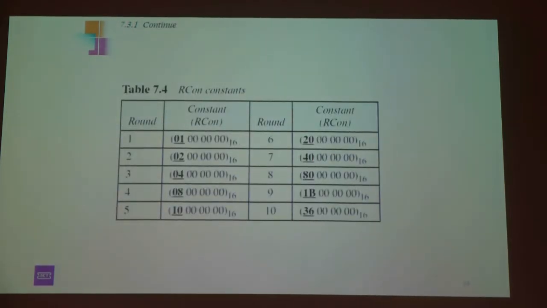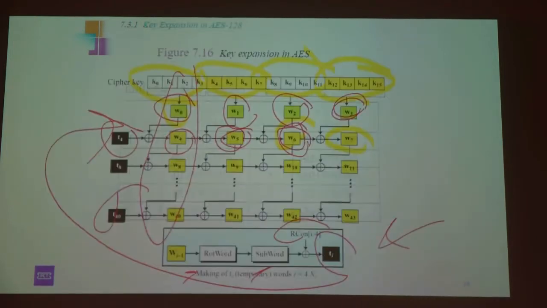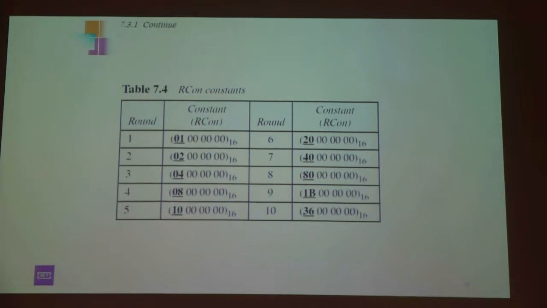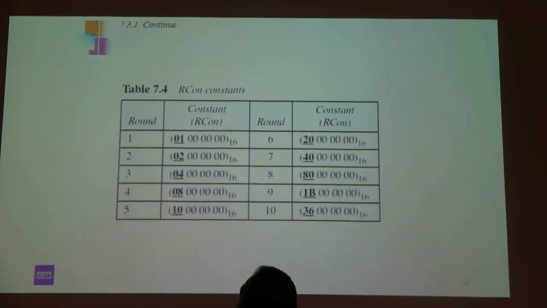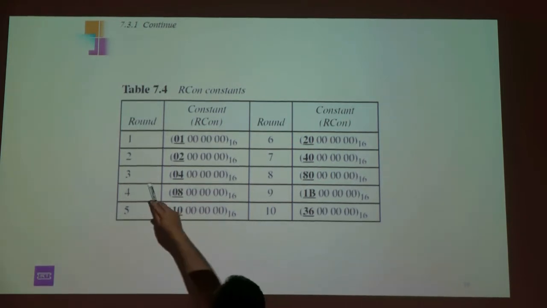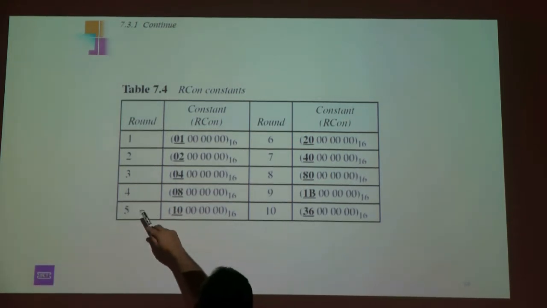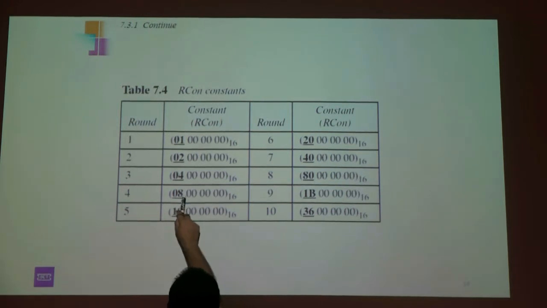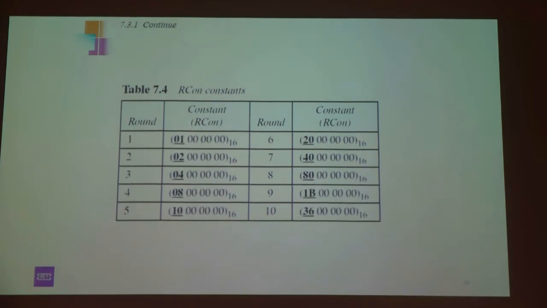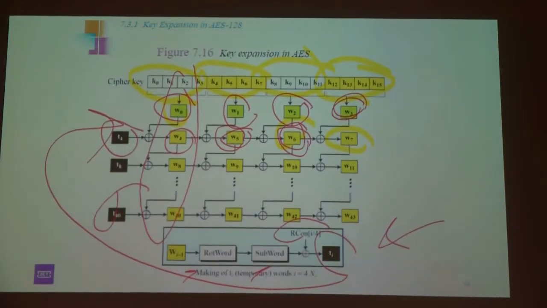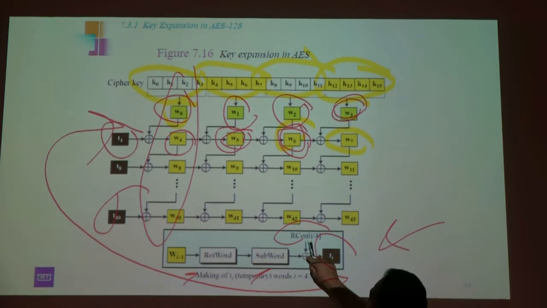So basically, the value of this is from this table, so it depends on the round. If you notice, it's all zeros except the first two, it's a decimal. So for round, for example, if you are doing round 4, you're going to take this and substitute it here.